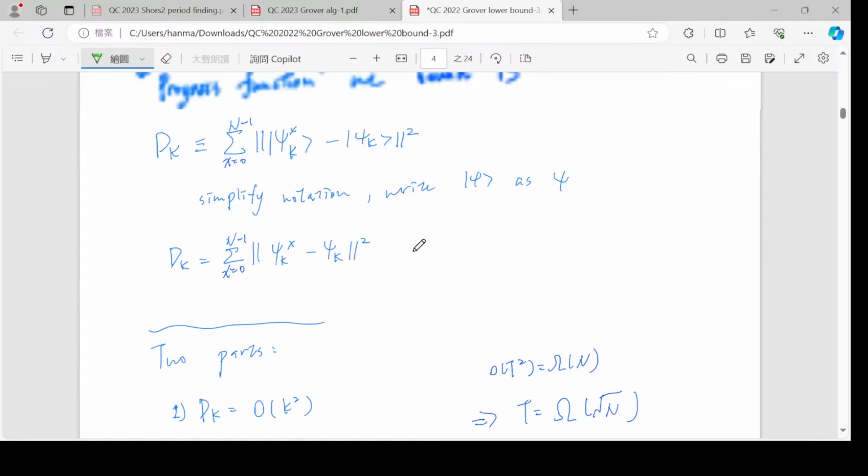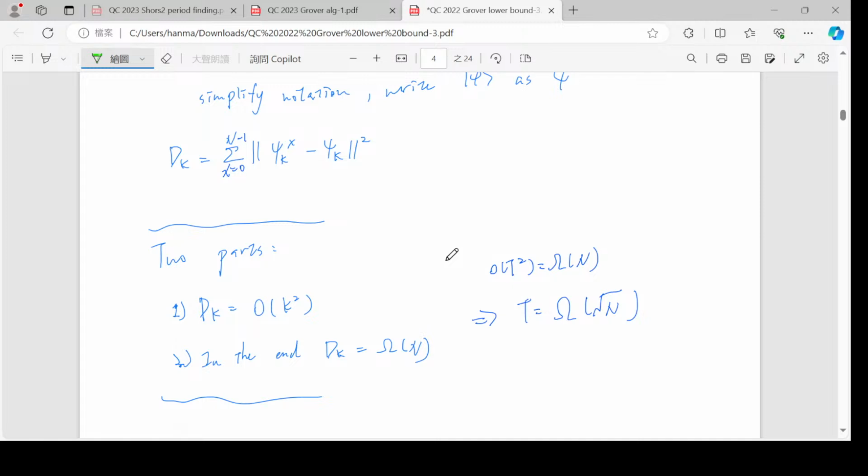Okay. And finally, we want to say two things. So the first thing is that this d k cannot grow too fast. And the second thing is that d k must end up with something big. Okay. And so, first part.